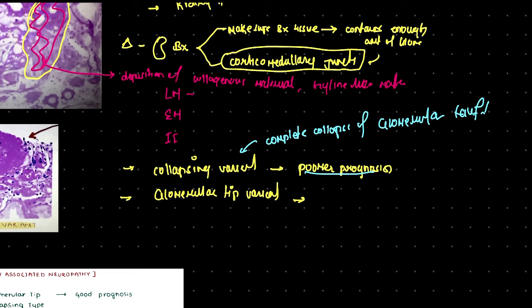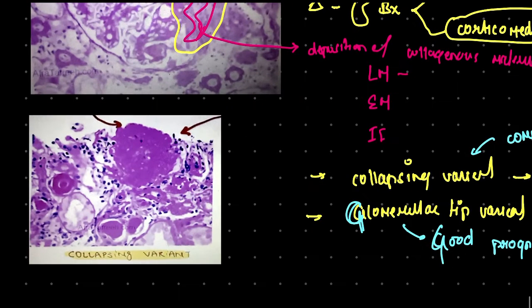But in the case of glomerular tip, as the name suggests, just the tip, right? So it has good prognosis. Or we can just memorize it as this G and this G, good prognosis. So now here, talking about the collapsing variant, as you can see, this glomerulus is completely collapsed, right?